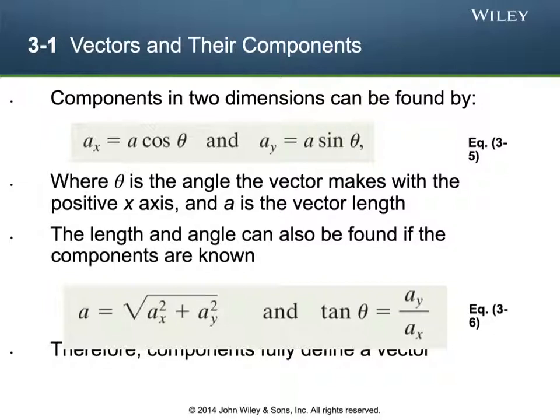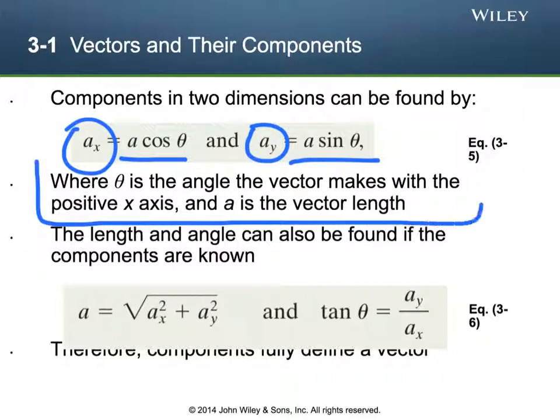Mathematically, we can break down a vector into its components by just taking the magnitude of the vector times cosine of the angle, and that gives us the x component, and the magnitude of the vector times sine of the angle, that gives us the y component. Here's the very important part of that, though. That is only the case when the angle theta is the angle with the positive x-axis.